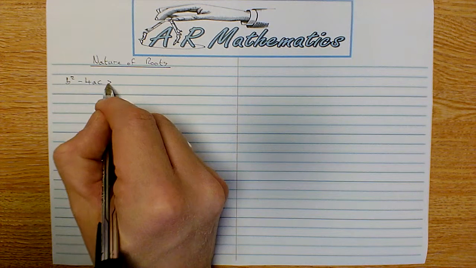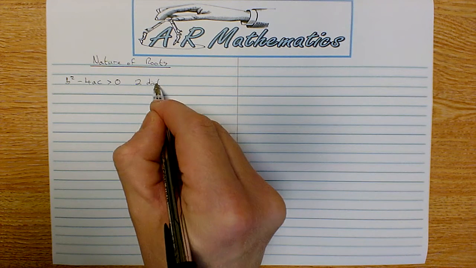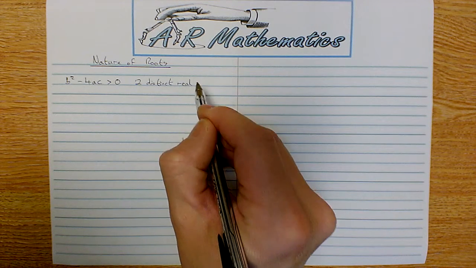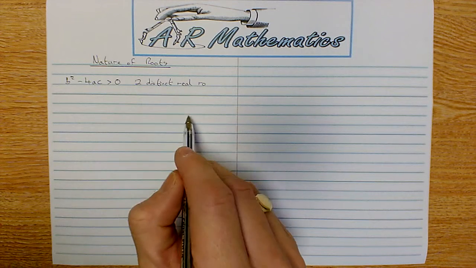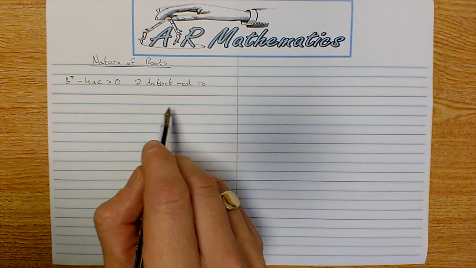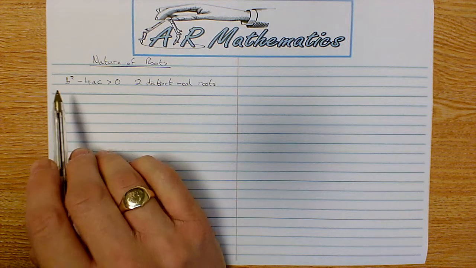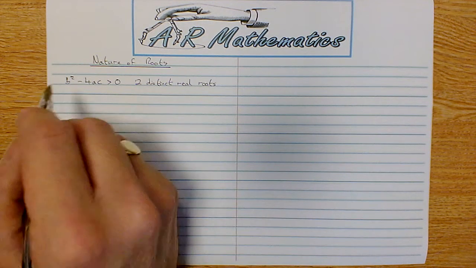So if b squared minus 4ac is greater than 0, then we have two distinct real roots. What that means is that as your quadratic equation comes down, as it gets lower and lower, it will cross the x-axis in two places. Or if you had a negative, as it comes up and up and then back down again, it will cross in two places.